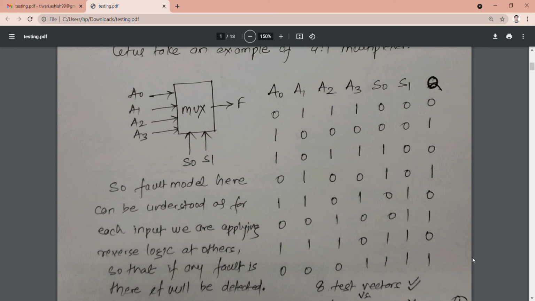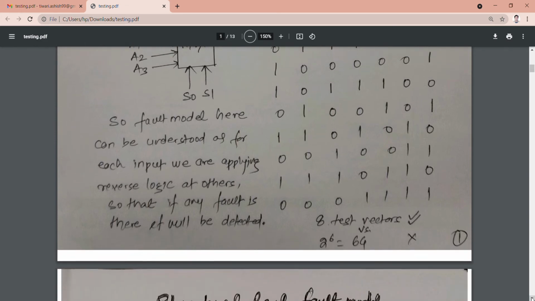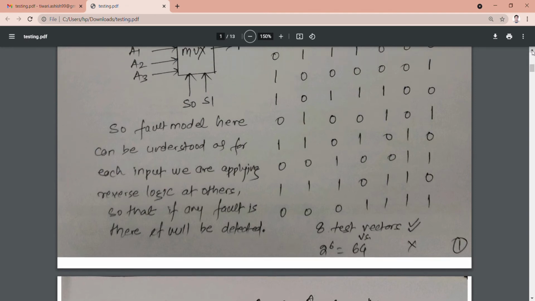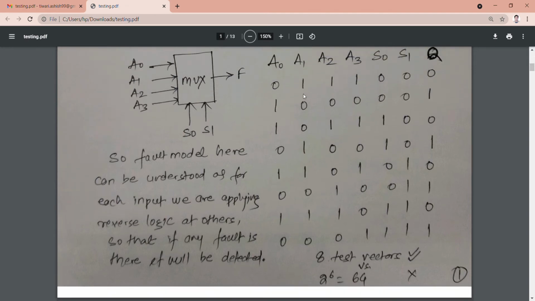Okay, so the fault model here can be understood as: for each input we are applying reverse logic at the others, so that if any fault is there, it will be detected. So how can we model the fault here? Look here. Here A0 is 0. I am explaining the meaning of the line that I just told you. A0 is 0. Now you are applying reverse logic at A1, A2, and A3. Similarly, here A0 is 1. Now you are applying reverse logic as 0, 0, 0 here. So when you are generating the test vector, how are you doing it?